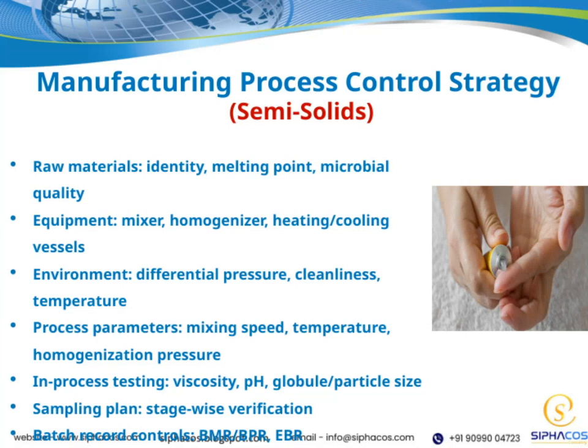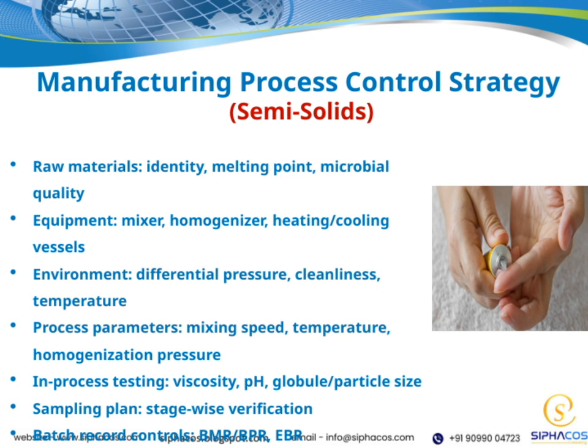Now, let's look at the key elements involved in controlling the manufacturing process for semi-solids. First, we need to consider the raw materials. It's essential to verify their identity, ensure they have the correct melting point, and assess their microbial quality to maintain safety and efficacy. Next, equipment plays a vital role. We use mixers, homogenizers, and heating or cooling vessels to achieve the desired product characteristics. Proper equipment selection and maintenance are crucial for consistency.